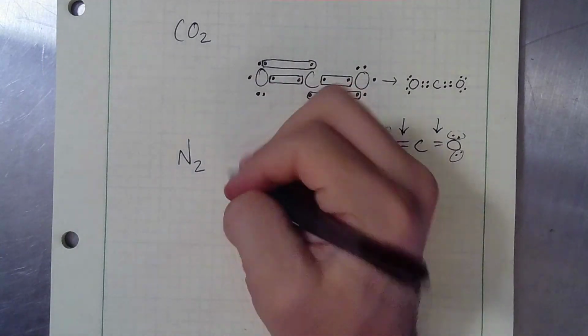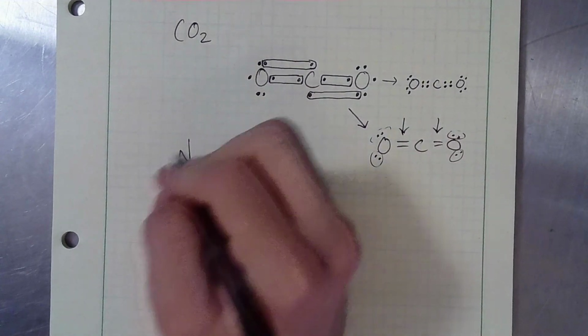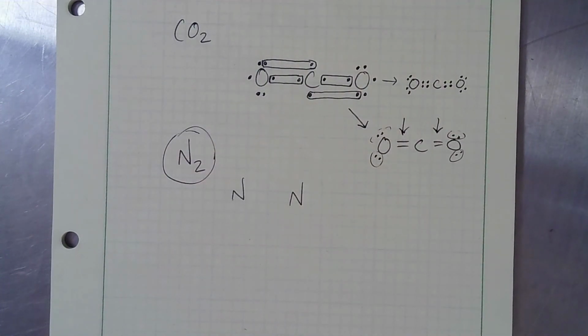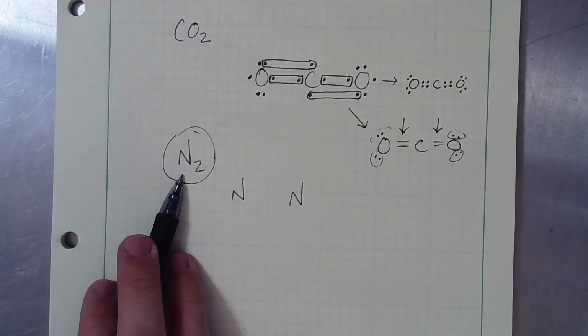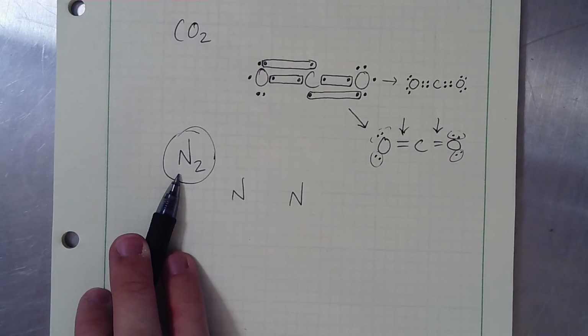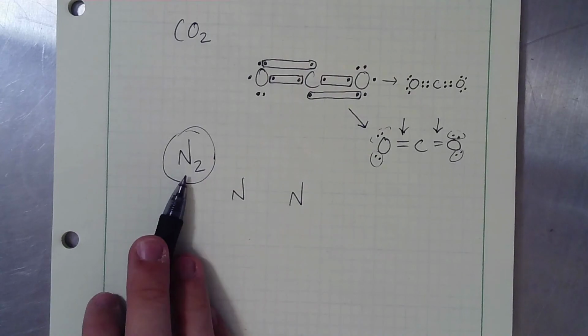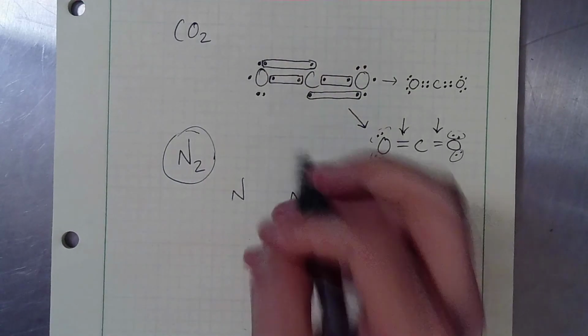Okay, let's look at N2. This is nice and simple. N2. This is actually about 80% of the atmosphere. So you're breathing this in constantly. And you're breathing it right back out because it does not interact with anything in your body. It's like an inert gas. It does not mess with you whatsoever.